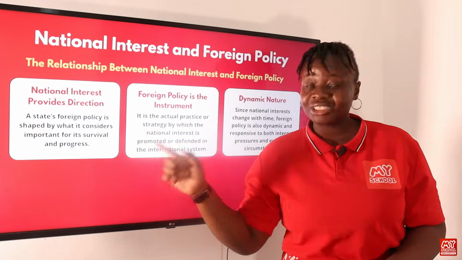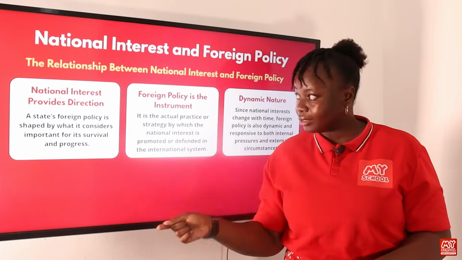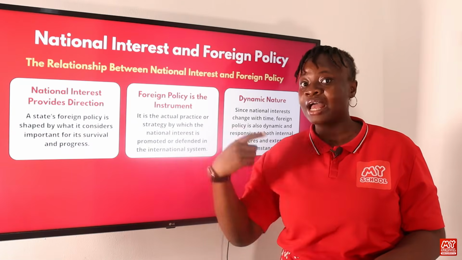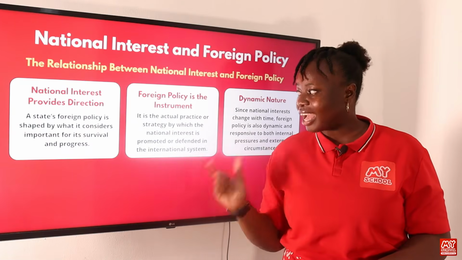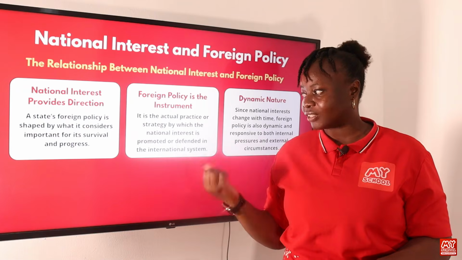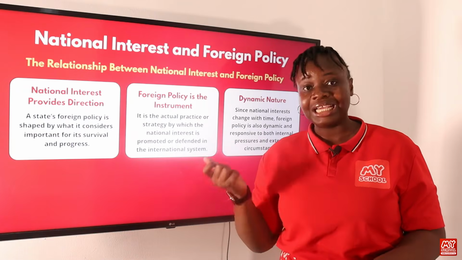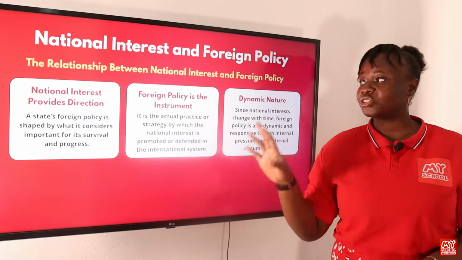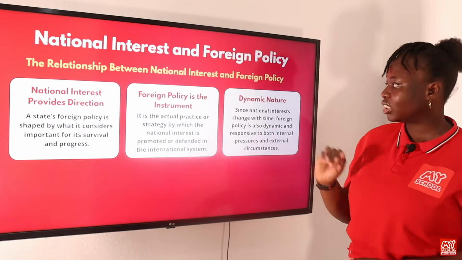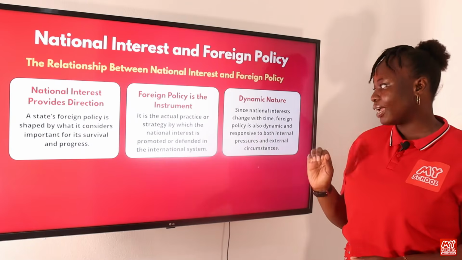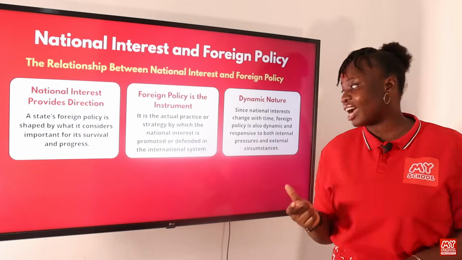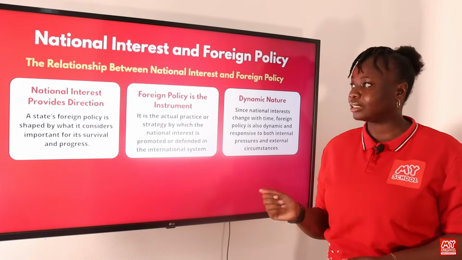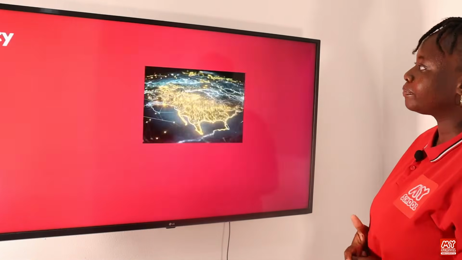While national interest provides direction to foreign policy, foreign policy is the instrument by which the national interests are actually actualized. So it is the actual practice or strategy by which the national interest is promoted or defended in the international system. So there is a dynamic nature between the national interest and foreign policy objectives. Since national interests change with time, foreign policy is also dynamic and responsive to both internal pressures and external circumstances. Let's move on to the next slide.